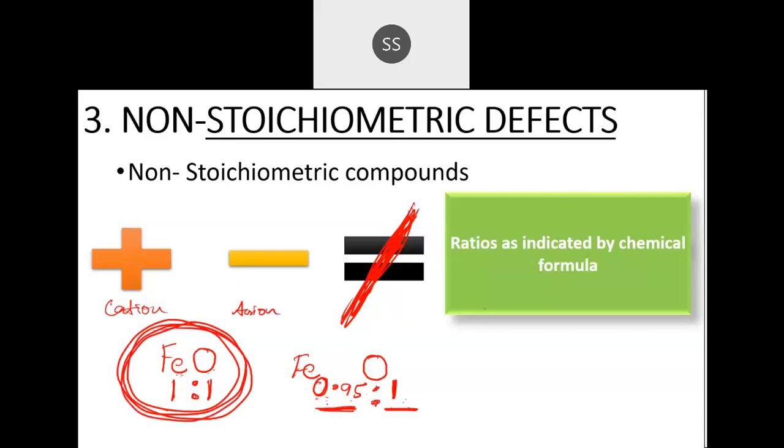Either you will find the cations are larger in number, or you will find the anions are larger in number. Any one problem will be there, but they will not give you the exact ratio you are expecting from the chemical formula. That defect will be called a non-stoichiometric defect.